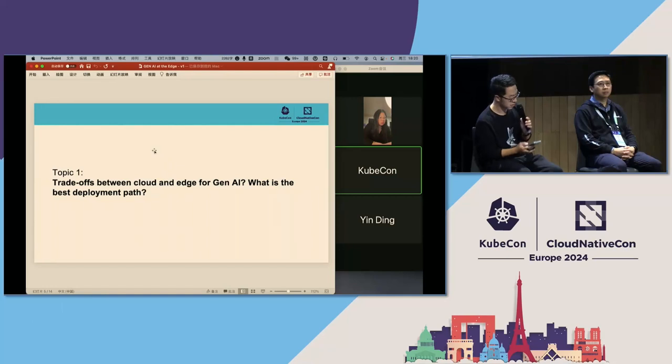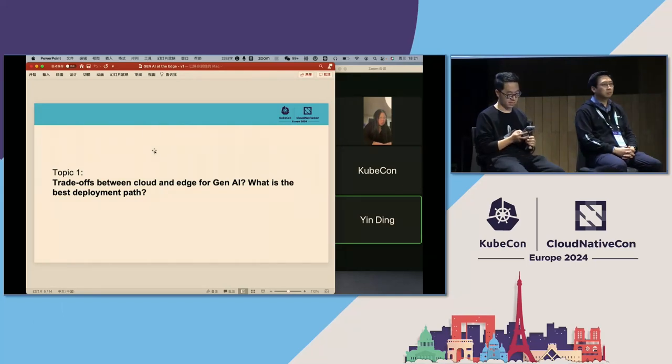Ying, would you like to come first? Yeah, from my perspective, I don't think there's a big difference from current cloud edge AI deployment. So it should be the same. Usually, we do training in the cloud because they have a lot of compute resources, and we do inference at the edge side because it's close to the user.